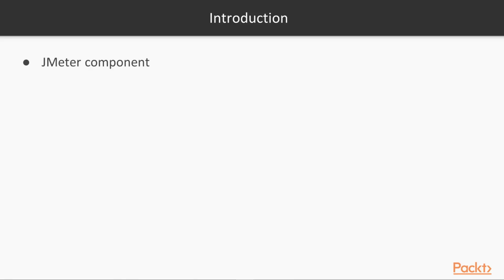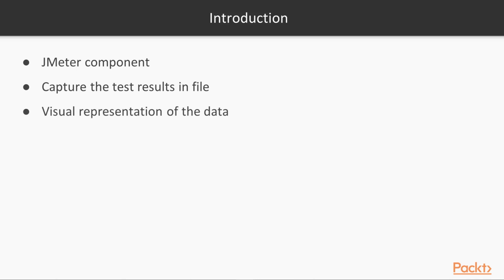Now listeners are JMeter components that can be used to capture the test results and it displays the details about the test execution. Listeners also have an option to capture these details in file format. For example, if we have any errors or warning messages, then we can capture those details in file format and then we can share those details with the team to analyze it further or to resolve issues if there are any. It also offers the visual representation of the data in graphical format or in tabular format. Also, the test execution logs can be captured to analyze it further.